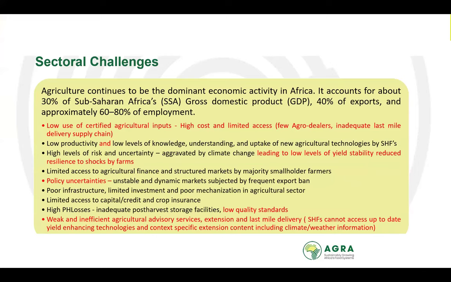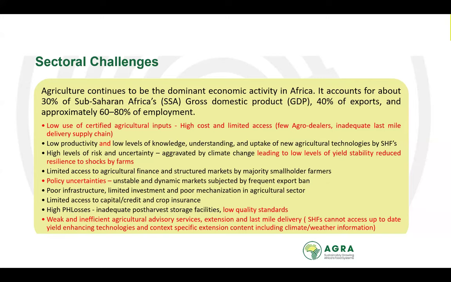We all know that in most of our countries, including sub-Saharan countries, agriculture is the backbone of the economy, contributing around 30% of GDP. But the sector also contributes more than 40% in terms of export. Not only that, but also in terms of employment, whereby in most sub-Saharan countries, around 60 to 80% of the sector is contributing employment for the youth, male, and female farmers.